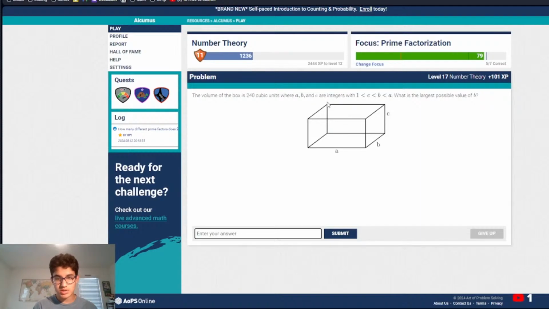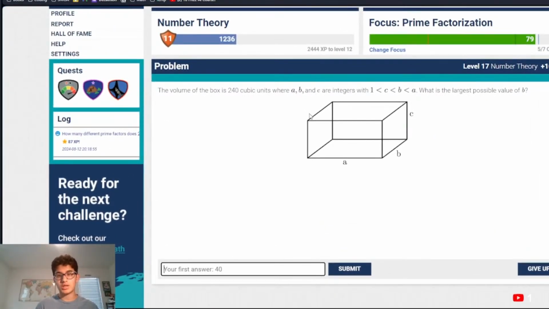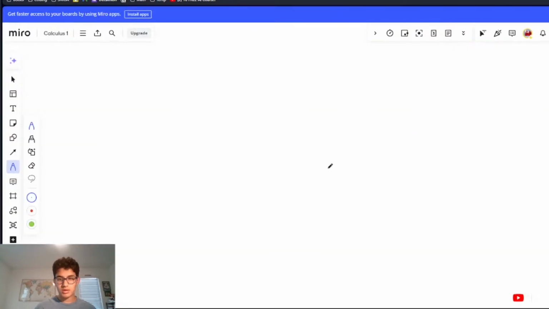The volume of the box is this. All of them are integers. What is the largest possible value of b? So basically, 2 and 3, take those out. That gives you 6. So it should be 40. Okay, wait. B is in the middle. Okay, so another stupid mistake by me. But basically, we want to make C 2, right? And that will leave. What is 240?